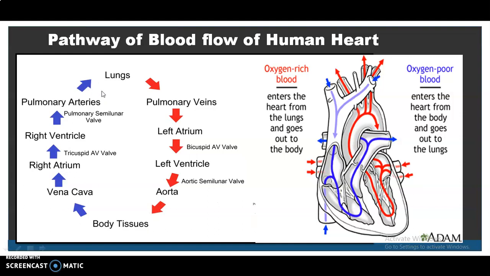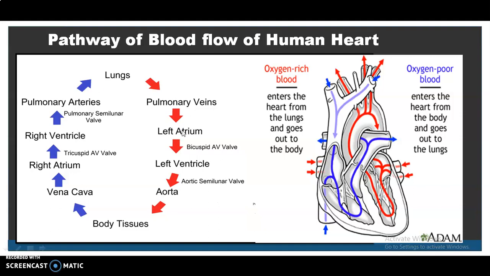So now if you look at the left side of the image, we have shown for you with arrow marks in blue and red color which parts of the heart are involved in transporting oxygen rich blood, and those parts are labeled here with red arrow marks, and the parts of the heart which are concerned with transporting the oxygen poor blood are marked with blue colored arrow marks here.